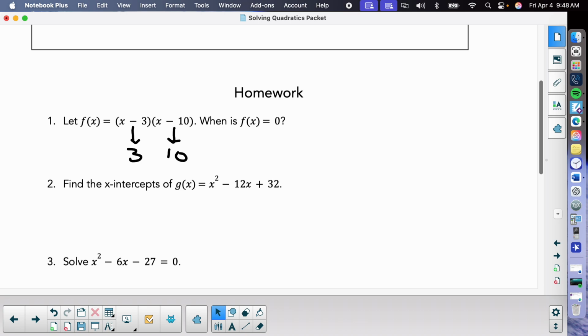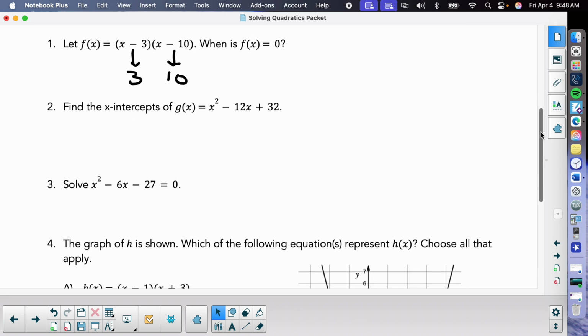Number 2 is the first one you had to factor before you could find the answers. Number 2 factors into x minus 8, x minus 4. And then from that, you get the answer of positive 8, positive 4.